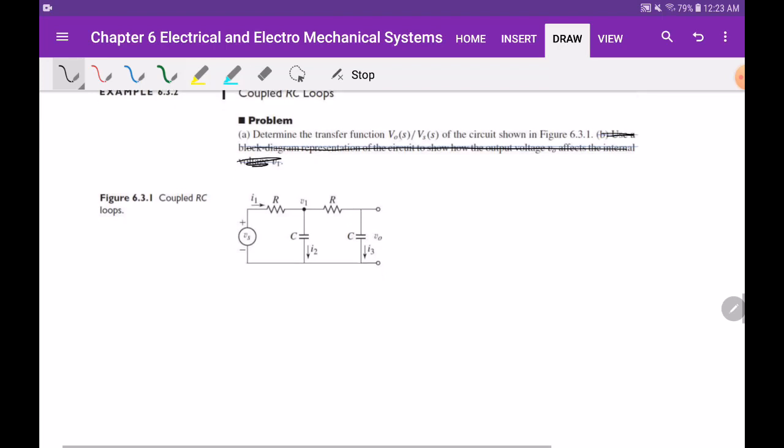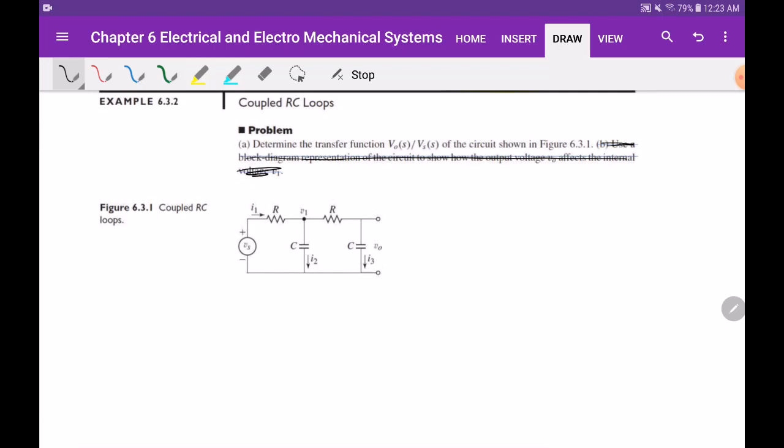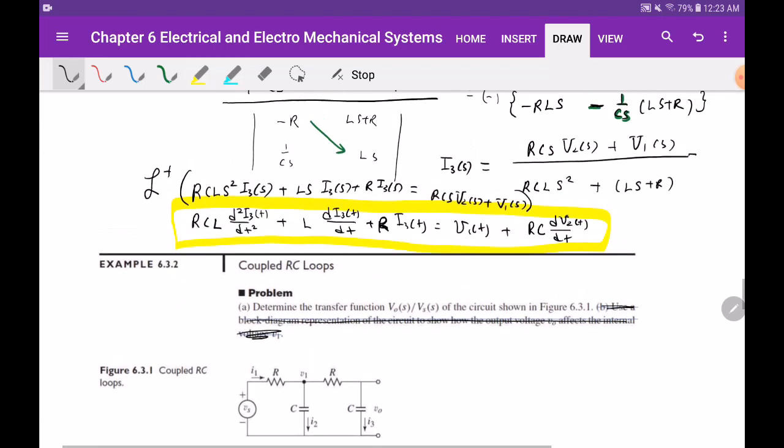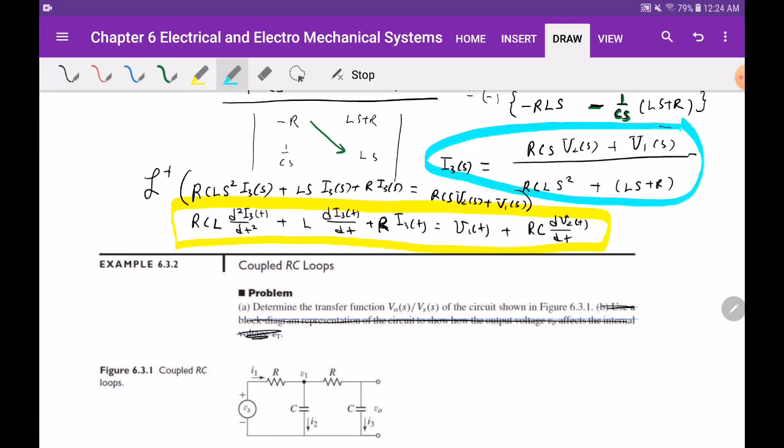So here it's telling you, in the previous problem we could have got the transfer function from here. What's the transfer function I3 divided by V1? That would have been 1 divided by the denominator. The transfer function I3 divided by V2 would be RCS divided by the same denominator.